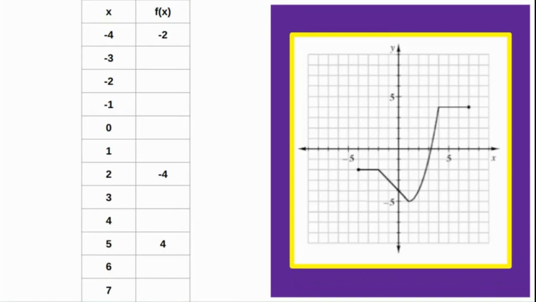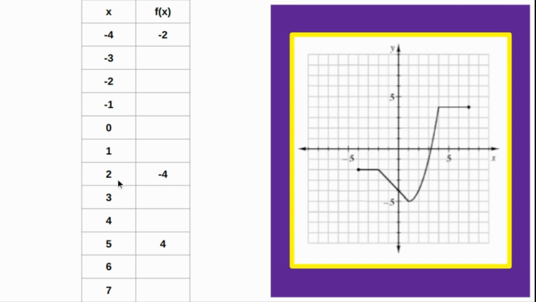All right, the first point that we found was -4, -2. Now, the way that you evaluate is you find the x value on your graph. So the x on my graph, it wants -4. So I'm going to go over here to -4. And then I go down to my graph, and the y here is at -2. So that's where this -2 came from. It's the y of my point.